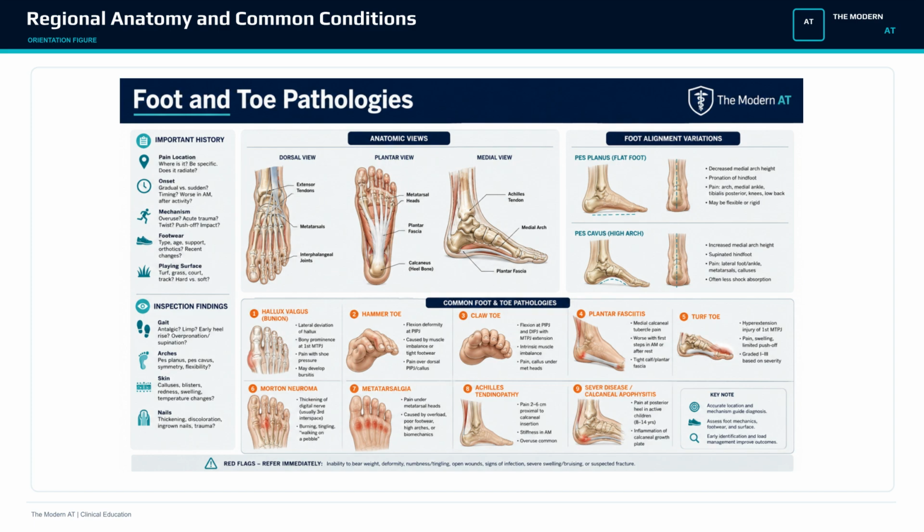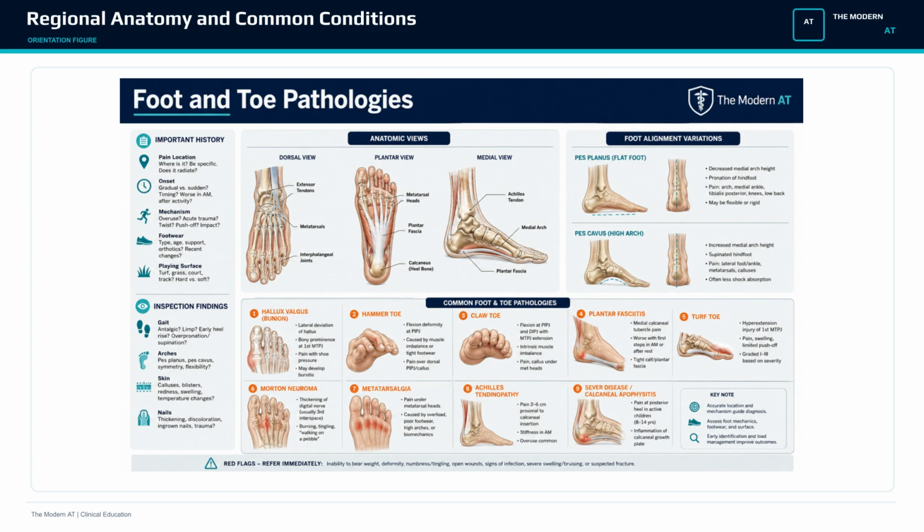Use this overview figure to orient the region before thinking about individual diagnoses. A dorsal view helps you see toe alignment, swelling, deformity, and first MTP position. A plantar view helps you think about callus patterns, plantar fascia symptoms, sesamoid pain, and forefoot loading. Medial and lateral views help you assess arch posture, calcaneal alignment, Achilles position, and bony tenderness. The main point is that pain location drives the differential.